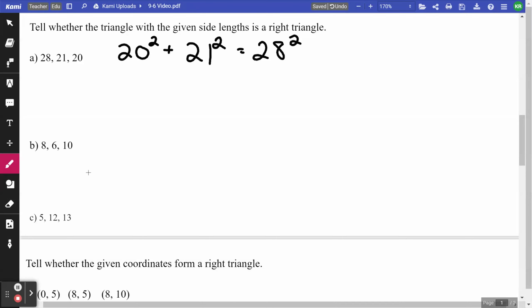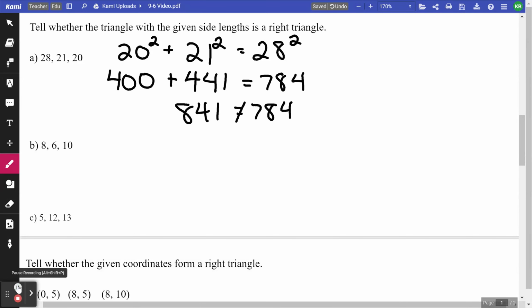So we're first going to start out by putting them in order. A and B have to be the 2 shorter sides. Those are your legs, and then the hypotenuse is always the longest side, so make sure you put them in order. And then you go ahead and calculate that. So if you calculate that, you find that 841 on the left side of the equation does not equal 784, so this is not a right triangle. And so that's what you will do with each of these.